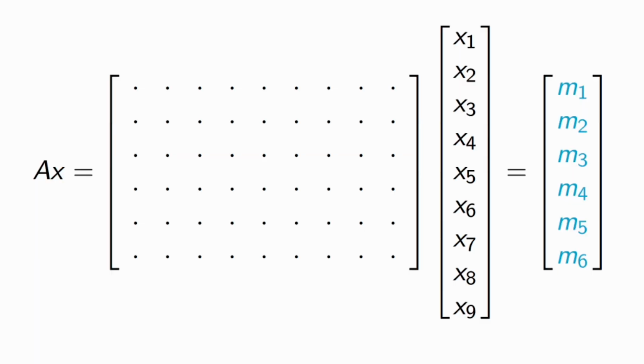Okay, the pause is over. Time for a spoiler. The matrix A has 6 rows, 1 for each X-ray we measure. Also, A has 9 columns, 1 for each pixel.